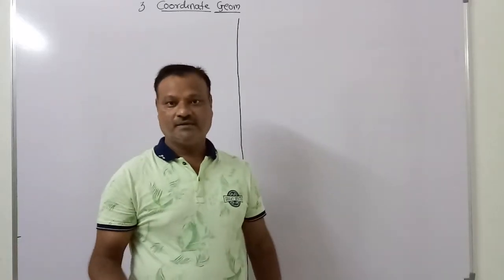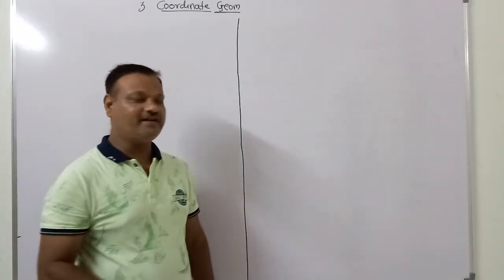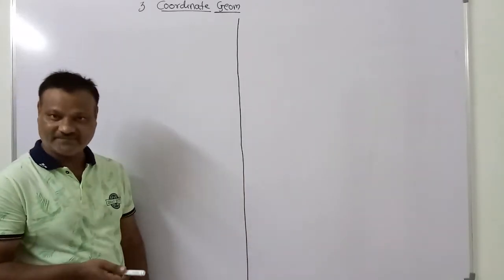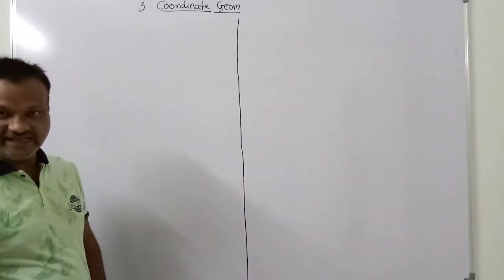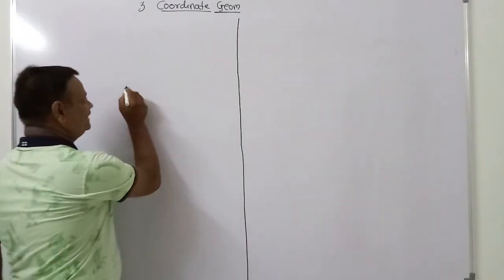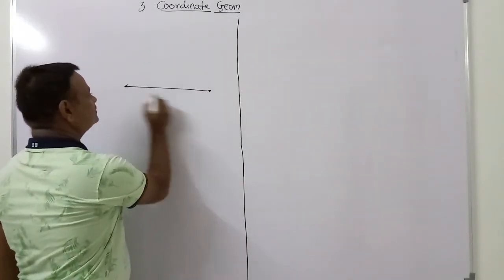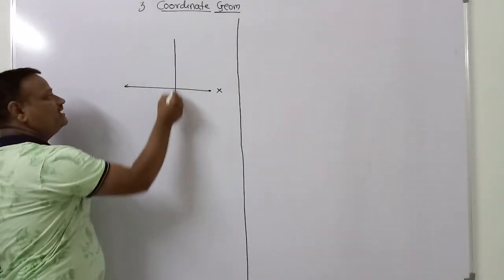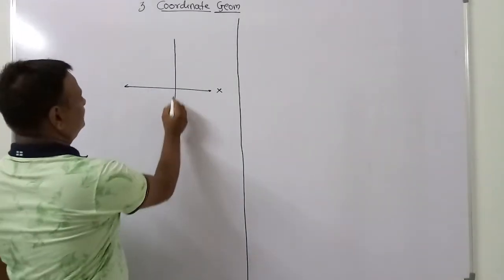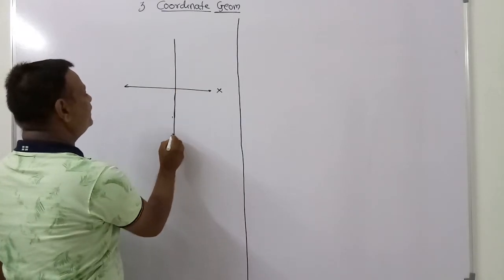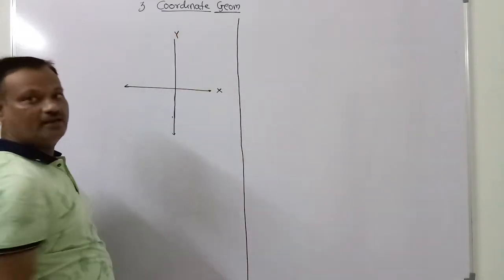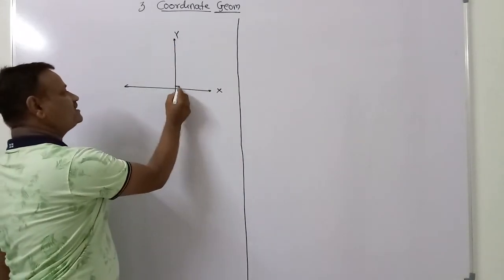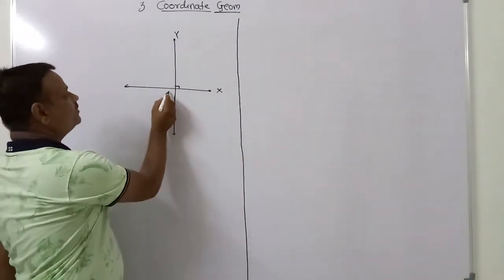In the last period in coordinate geometry, we discussed the number line, the horizontal axis and the vertical axis. This horizontal axis is called the x-axis, and this vertical line is known as the y-axis. When they intersect each other at a right angle, this is called the origin.